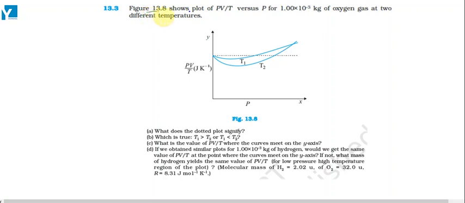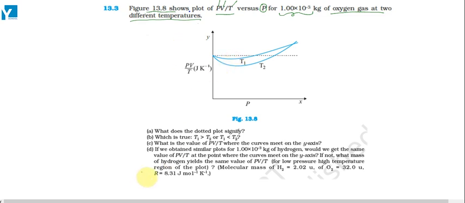Figure 13.8 shows a plot of PV by T versus P. Here P is the pressure, V is volume and T is temperature. So a plot of PV by T versus P for 1.0 into 10 raised to power minus 3 kg of oxygen gas at two different temperatures.